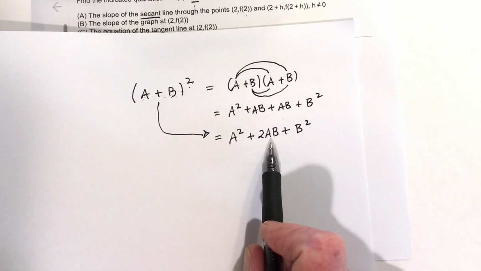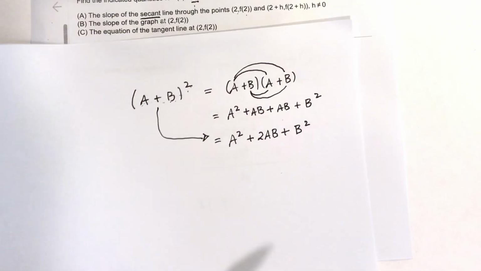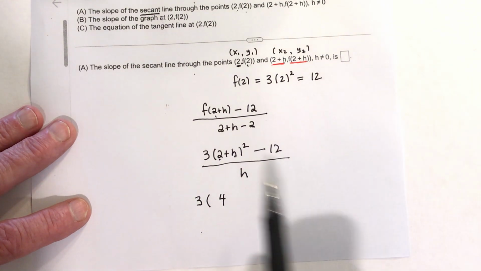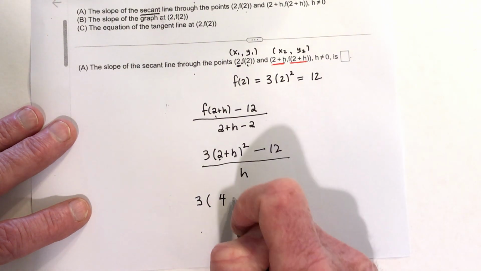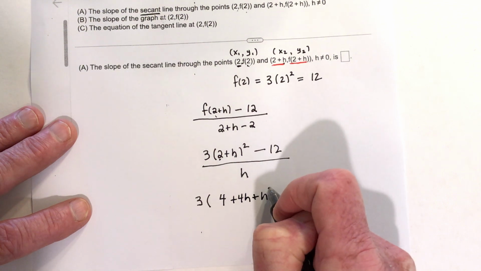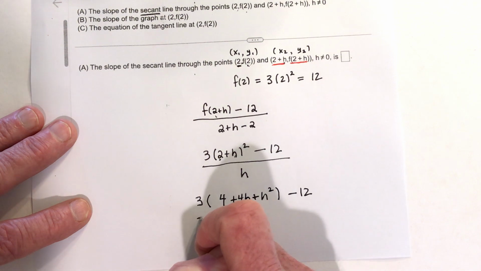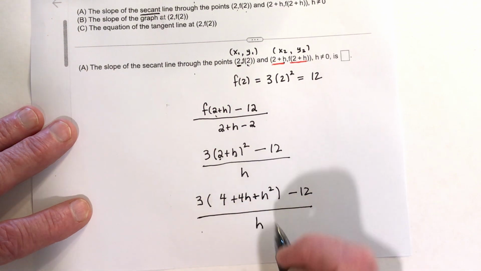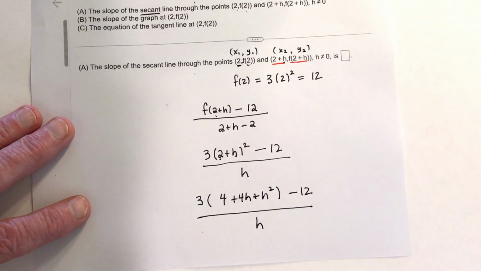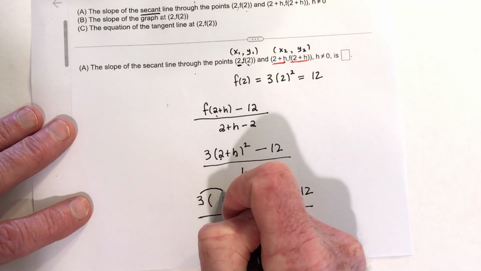So that's what this part was saying. Multiply the two things, and then double that answer. So if you multiply the 2, that's going to be 2h. Double it, that's 4h. And then the h gets squared. And then just recopy the minus 12 and the divided by h. And then distribute the 3.